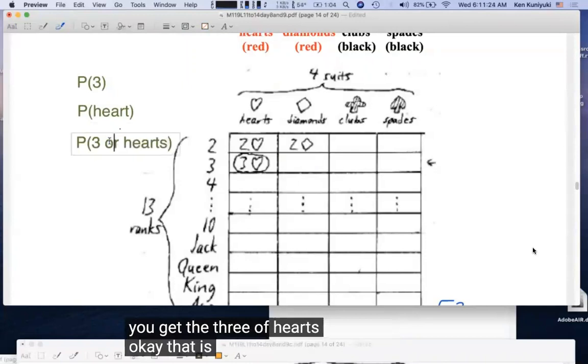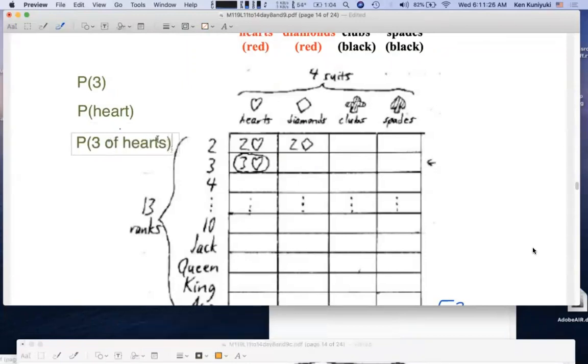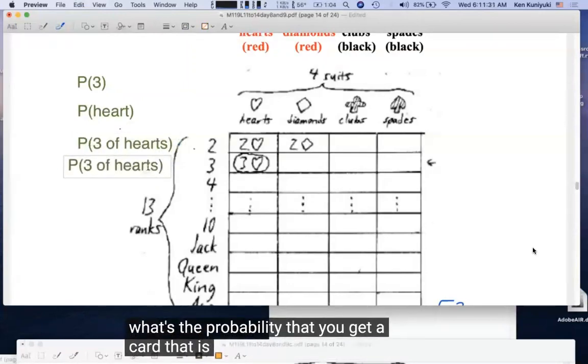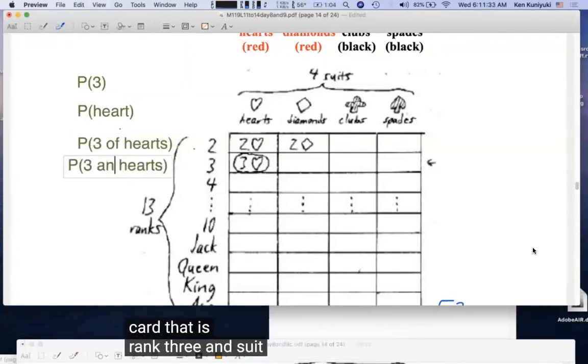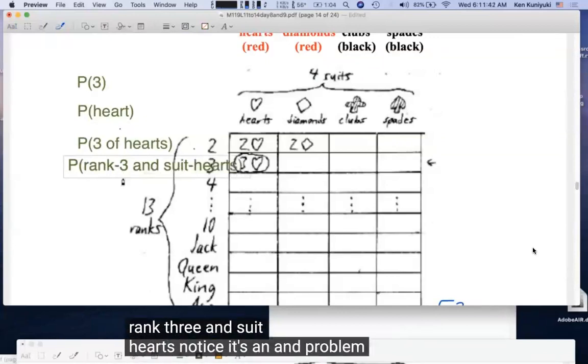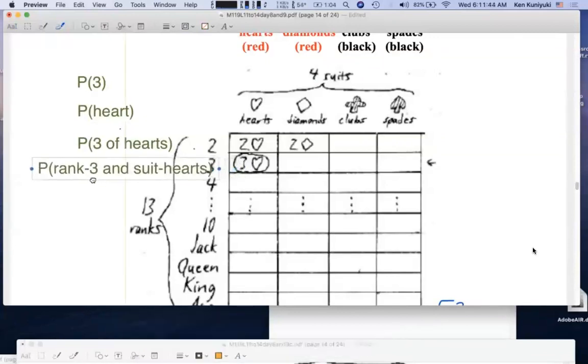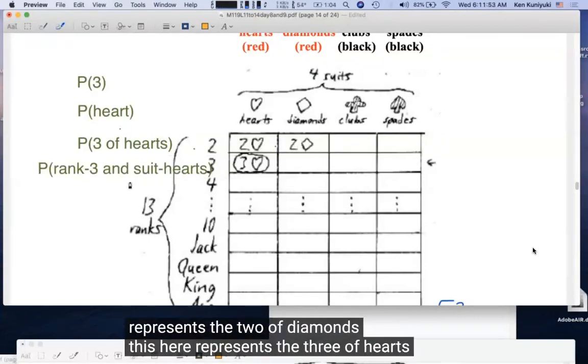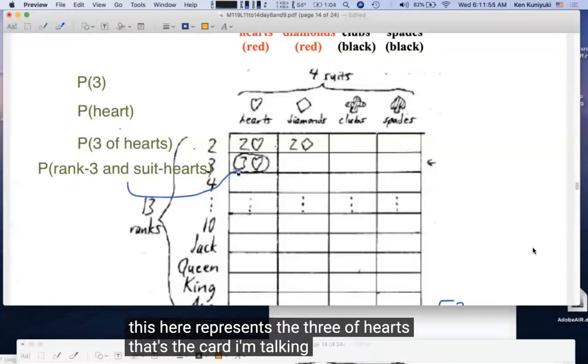That is, what's the probability that you get a card that is rank 3 and suit hearts? Rank 3 and suit hearts. Notice it's an "and" problem. Remember, in this grid, this cell, for example, represents the 2 of hearts. This represents the 2 of diamonds. This here represents the 3 of hearts. That's the card I'm talking about.